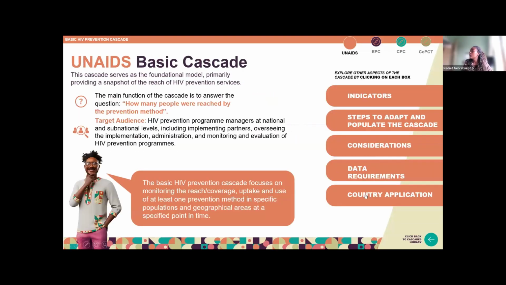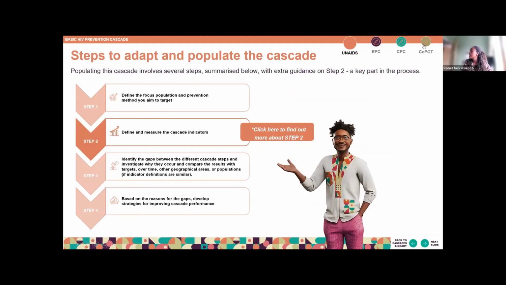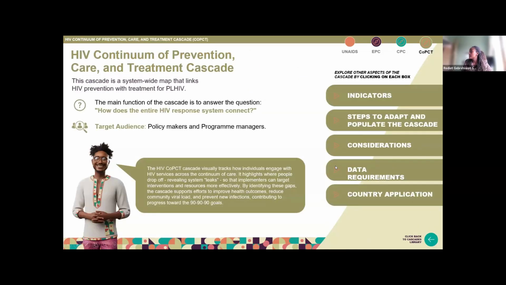Finally, it will also give you a country application, and this gives you a real-world practical examples of how specific cascades were populated and adapted at a national level. At the end, so this is all the same for the slides. Let me quickly run to the end.